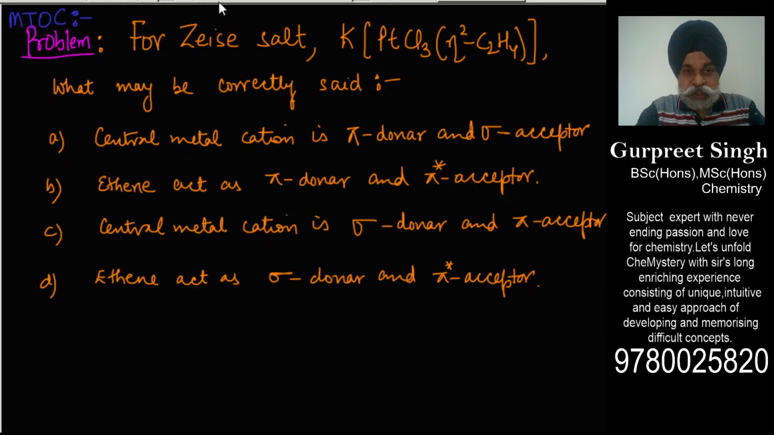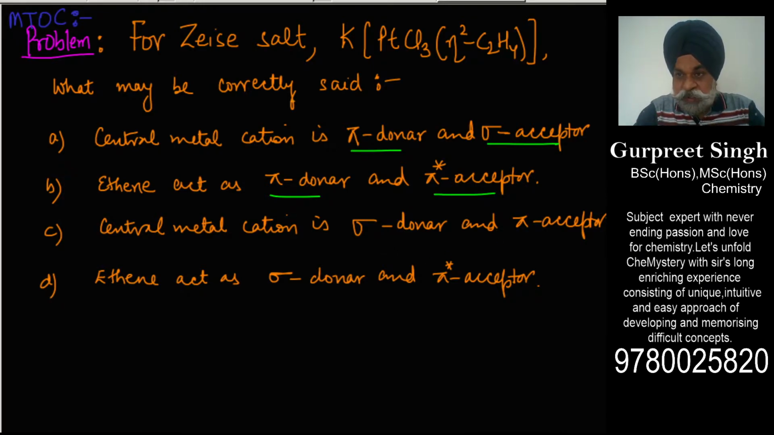The question contains more than one choice type of a problem. It is that in the Zeise salt, what may be correctly said. So the question is talking about the central metal cation acting as a pi donor or sigma acceptor, and ethene acting as a sigma donor or pi star acceptor, or something like that. In terms of the bonding, it is being asked.